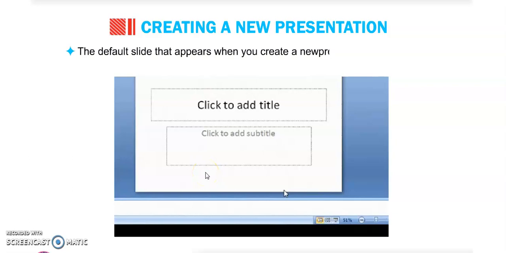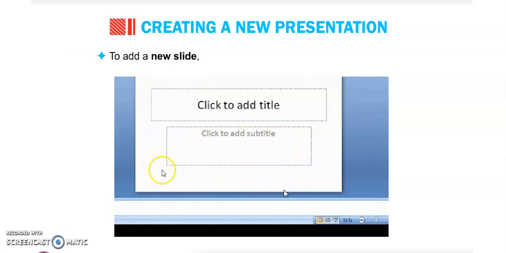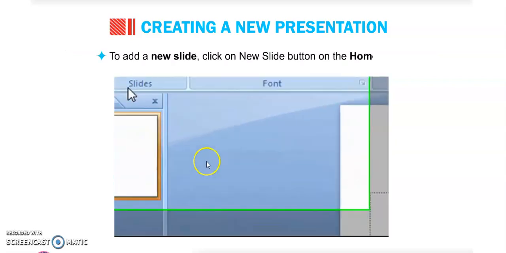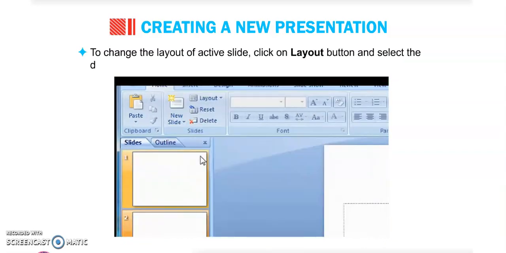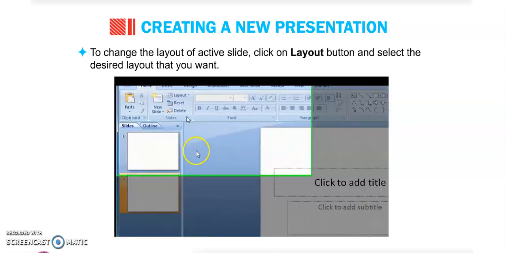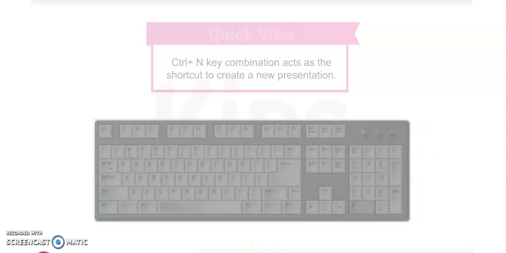The default slide that appears when you create a new presentation is the title slide layout, which displays dotted placeholders. To add a new slide, click on new slide on the home tab. To change the layout of the active slide, click on the layout button and select the desired layout that you want. Another quick way: the Control plus N key combination acts as a shortcut to create a new presentation.